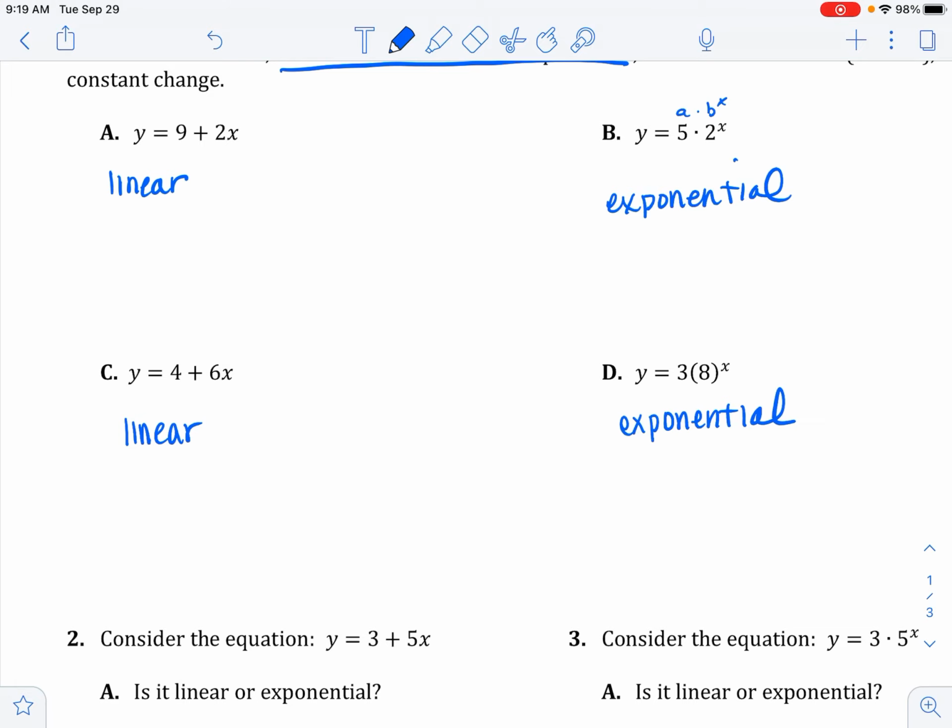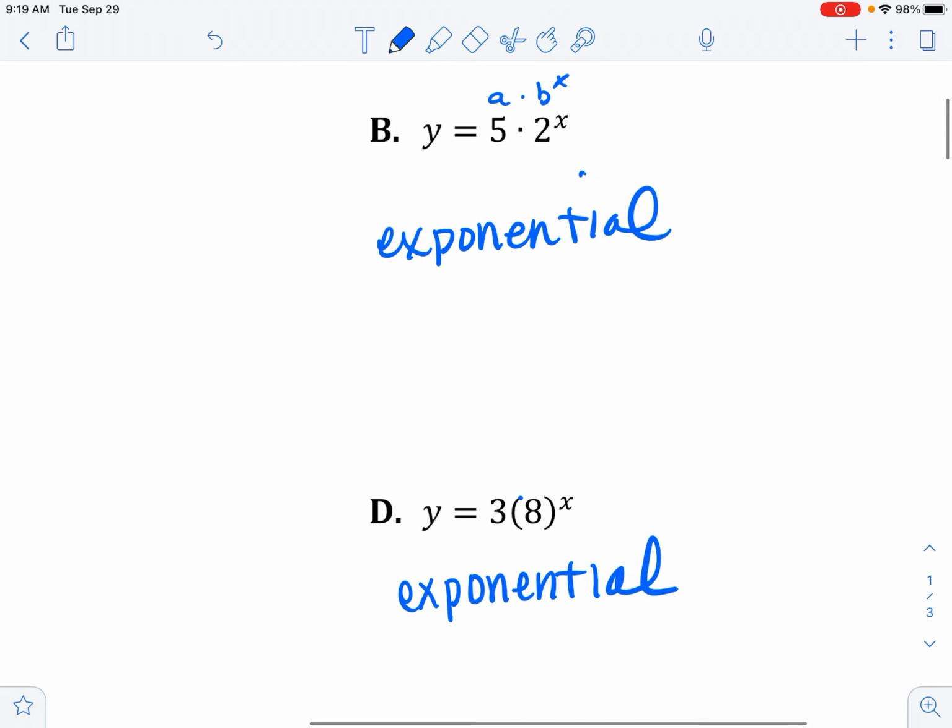So one thing that I do want you to notice is that sometimes we have parentheses wrapped around the b term. Sometimes it's not, okay? But I want you to recognize both. That's why we're switching them up here.